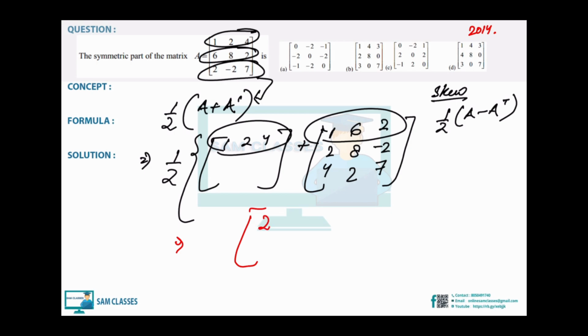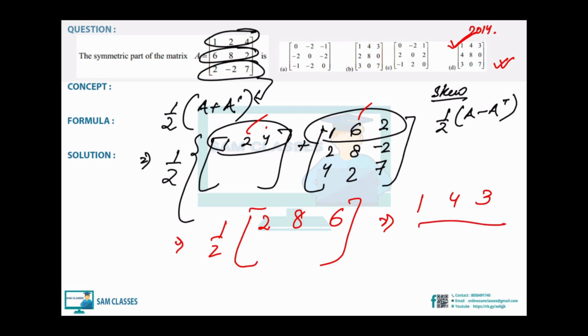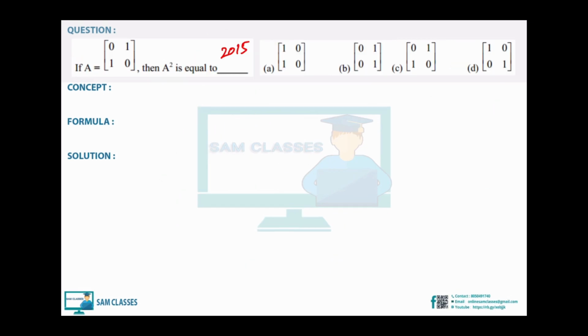So what is that? If I see 1 plus 1, 2, 2 plus 6, 8 and 4 plus 2, how much? 6. So done, and half of it, what I'll get? 1, 4 and 3. Check students where we are getting 1, 4, 3. Directly we'll put the answer. It will just take less than 15 seconds. So 1, 4, 3. So D option is the correct answer.